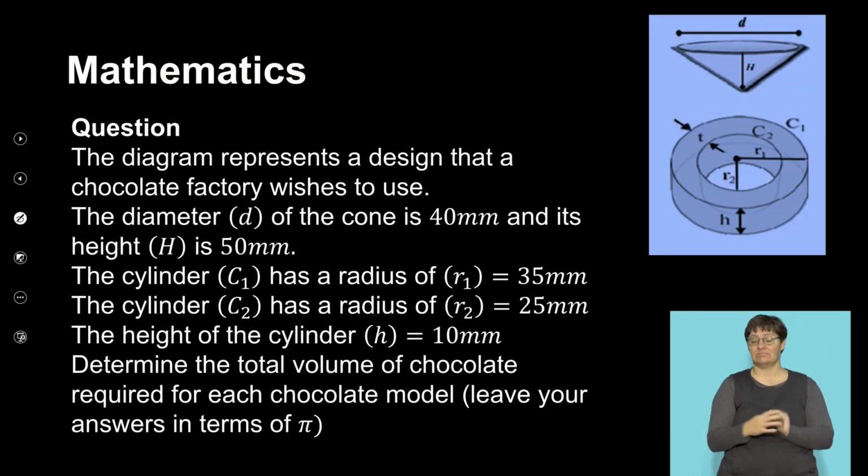Cool. So the diagram represents a design that a chocolate factory wishes to use. So the diameter of the cone is 40 millimeters and its height is 50 millimeters. So that is this particular cone in this diagram. The first cylinder has a radius of 35 millimeters, the second cylinder has a radius of 25 millimeters, and the height of the cylinder is 10 millimeters.